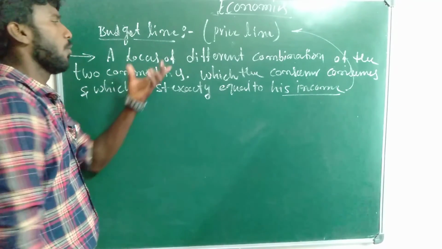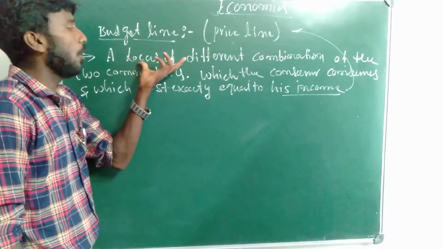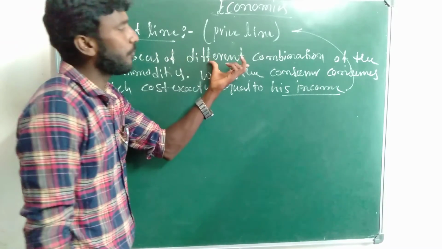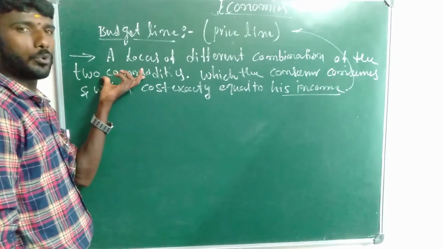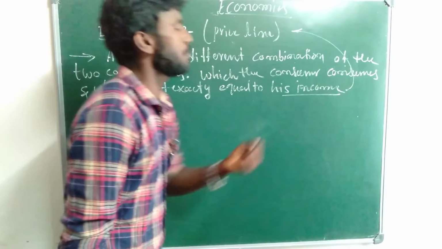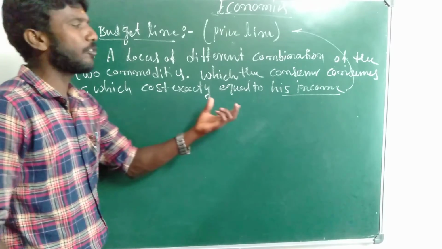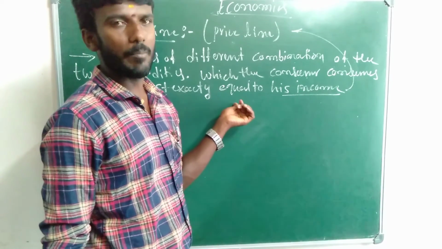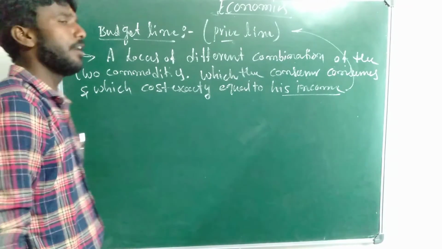See, once again I repeat, the budget line or price line means a locus of different combinations of two goods or the two commodities which the consumer consumes and whose cost is exactly equal to the consumer's income, is called the price line or a budget line.